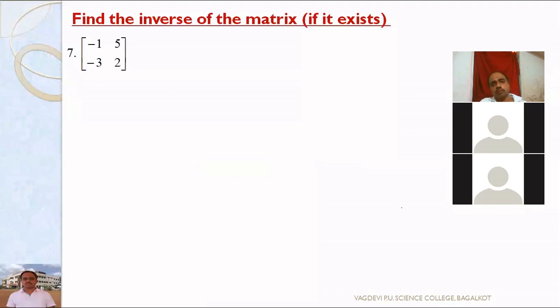Okay, find the inverse of the matrix if it exists. So first check initially, in the first step, whether the inverse exists or not. What is the value of the determinant for this matrix? Immediately I will calculate the determinant. -1, 5, -3, 2. This is the determinant of A. That is the given matrix A.